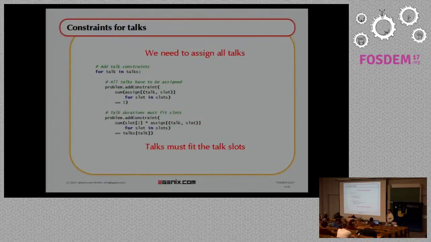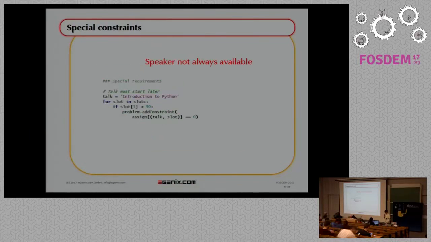And then next, we need to assign all talks because of course, we want to give all the speakers a chance to talk. The talks must fit the talk slots, so the durations have to match between those two. Again, you use the sum function for that. In the first one, you say the sum must be equal to 1, so every single talk must be assigned. In the second one, you look at the slot durations that you have, and you make sure that the slot duration for the slot that you assign to a talk is equal to that talk duration.